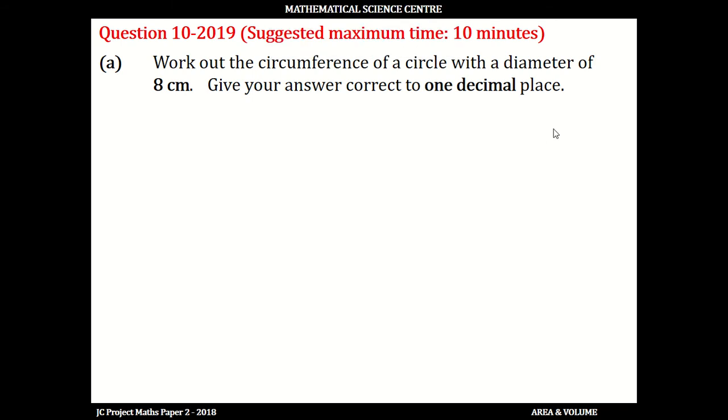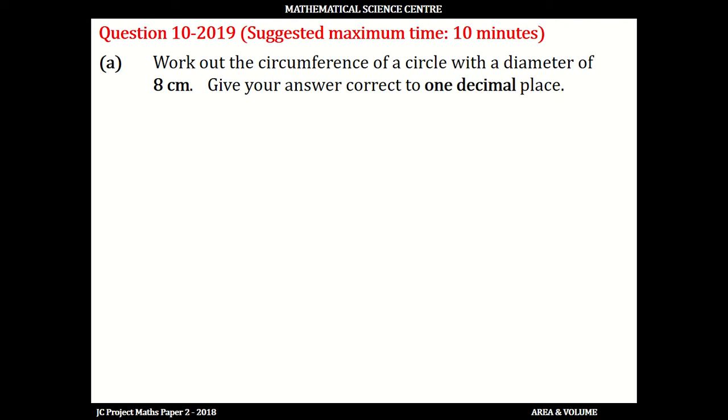2019, question 10, part A. Work out the circumference of a circle with a diameter of 8 centimetres. Give your answer correct to one decimal place. So on the formula sheet, what's the formula for the circumference of a circle?